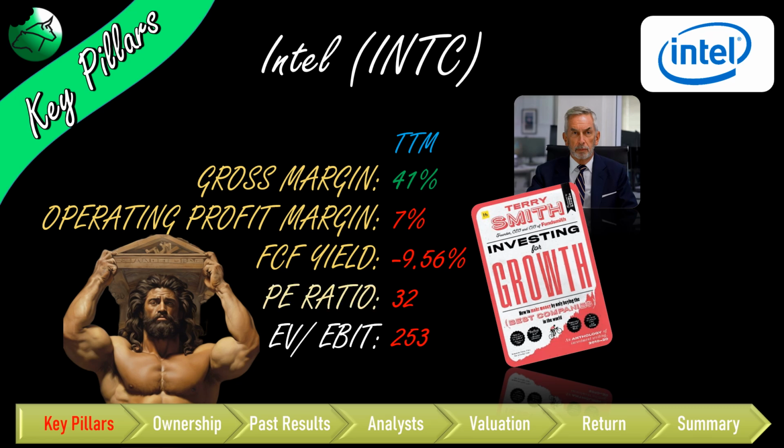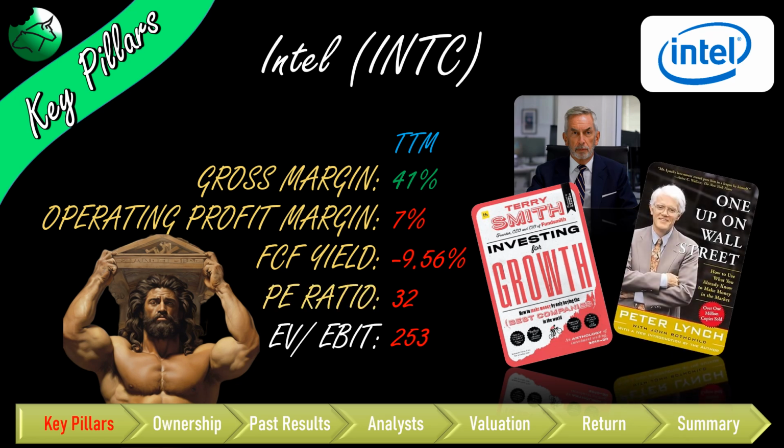After that, we come to the PE ratio, which Peter Lynch believes is a key indicator when evaluating if a company is under or overvalued. And lastly, we come to the enterprise value divided by earnings before interest and taxes. Like Peter Lynch, Joel Greenblatt uses this metric to identify if a company represents value for money. The PE ratio is a little high at 32, whereas the enterprise value to EBIT is incredibly high at 253. We'll come back to Peter Lynch and Joel Greenblatt's valuations later on.